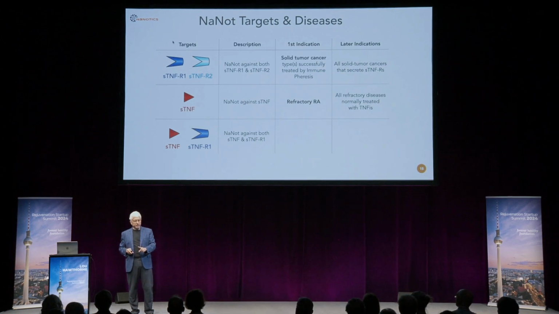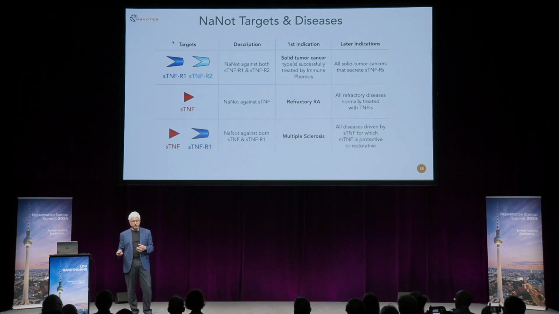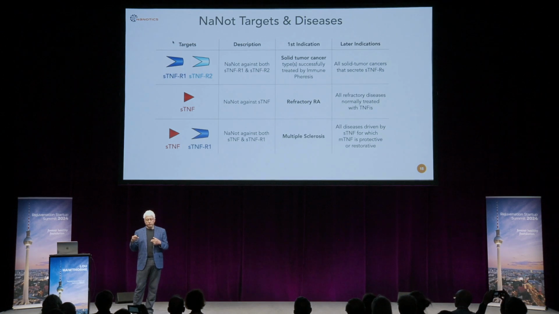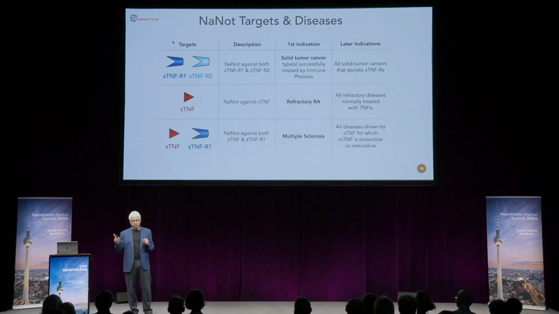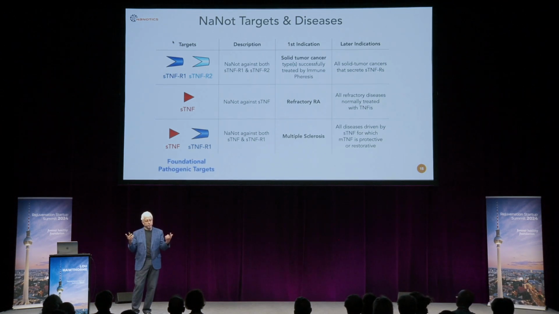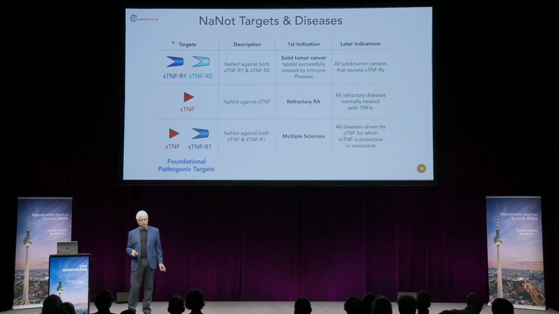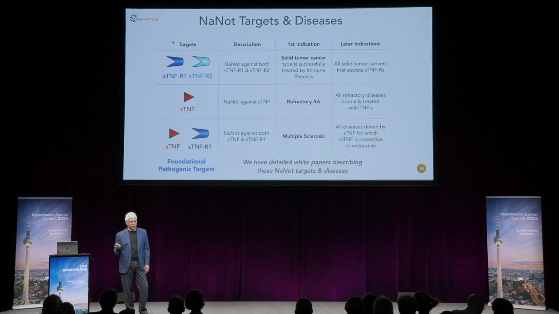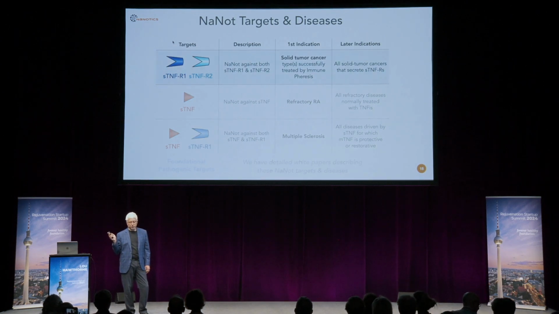and soluble TNF-R1 to treat multiple sclerosis. And I'm going to get into exactly how these targets are key drivers in that disease. And eventually, we'll use this nanot for all diseases driven by soluble TNF for which membrane TNF is protective or restorative. These are foundational pathogenic targets, so a few targets that drive multiple diseases. That's always what we prioritize. And we have lots of white papers on these targets and diseases for those who are interested.